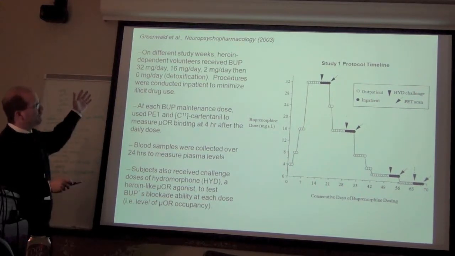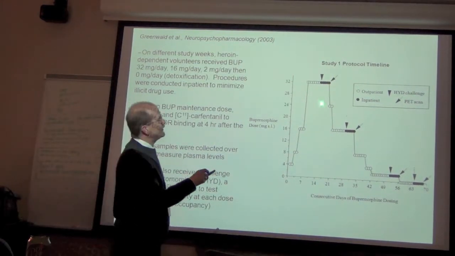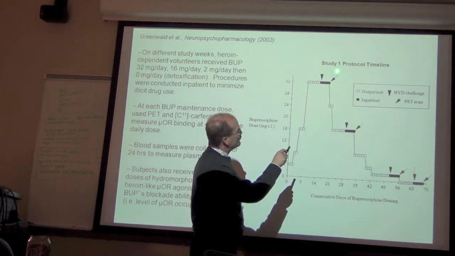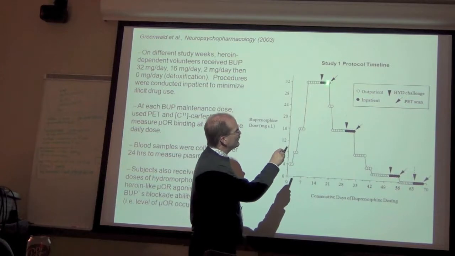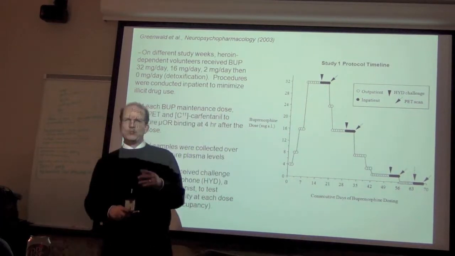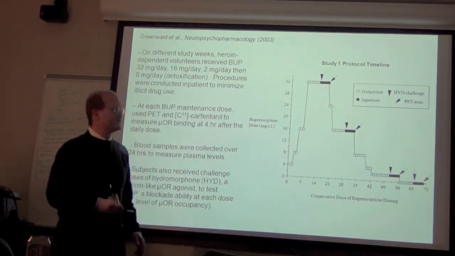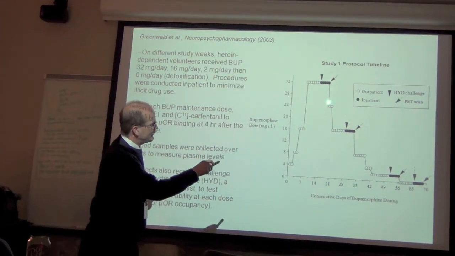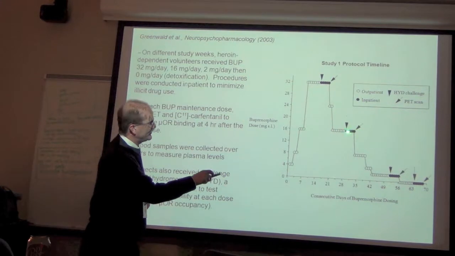Yeah. Okay. So we did this series of hydromorphone challenges, plasma pharmacokinetics, symptom measurement, and PET scans. That was sort of a unit of assessment, and we did that on 4 separate weeks. Initially at 32 milligrams, then we tapered the dose and stabilized them on 16 milligrams.